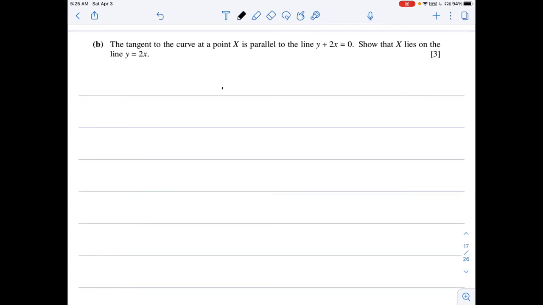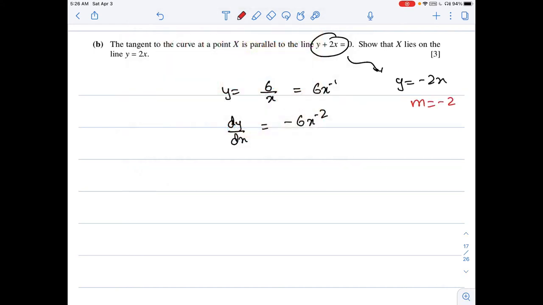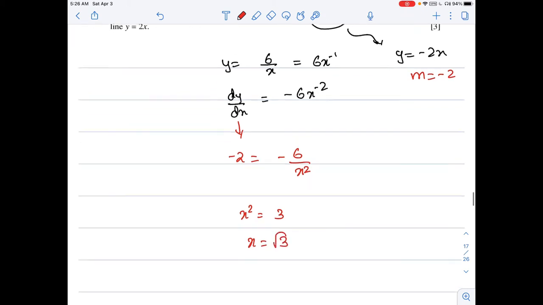First of all, the curve equation is y equal to 6 upon x, or 6x to the power of minus 1. So I am going to find the slope of the tangent, dy by dx, which is minus 6x to the power of minus 2. But the tangent is parallel to y plus 2x equals 0, so that line is y equal to negative 2x. So what is the slope of that line? The slope of that line is equal to minus 2. So I plug in that minus 2 here, minus 2 is equal to minus 6 upon x square. So x square is equal to 3, x is equal to root 3. I got the value of x as root 3.